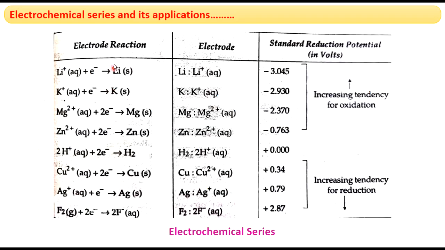So this is the electrochemical series. Reactivity decreases from top to bottom, and so lithium is considered a strong reducing agent. Fluorine is considered a strong oxidizing agent. Reducing tendency increases from top to bottom. Oxidizing tendency decreases from top to bottom.